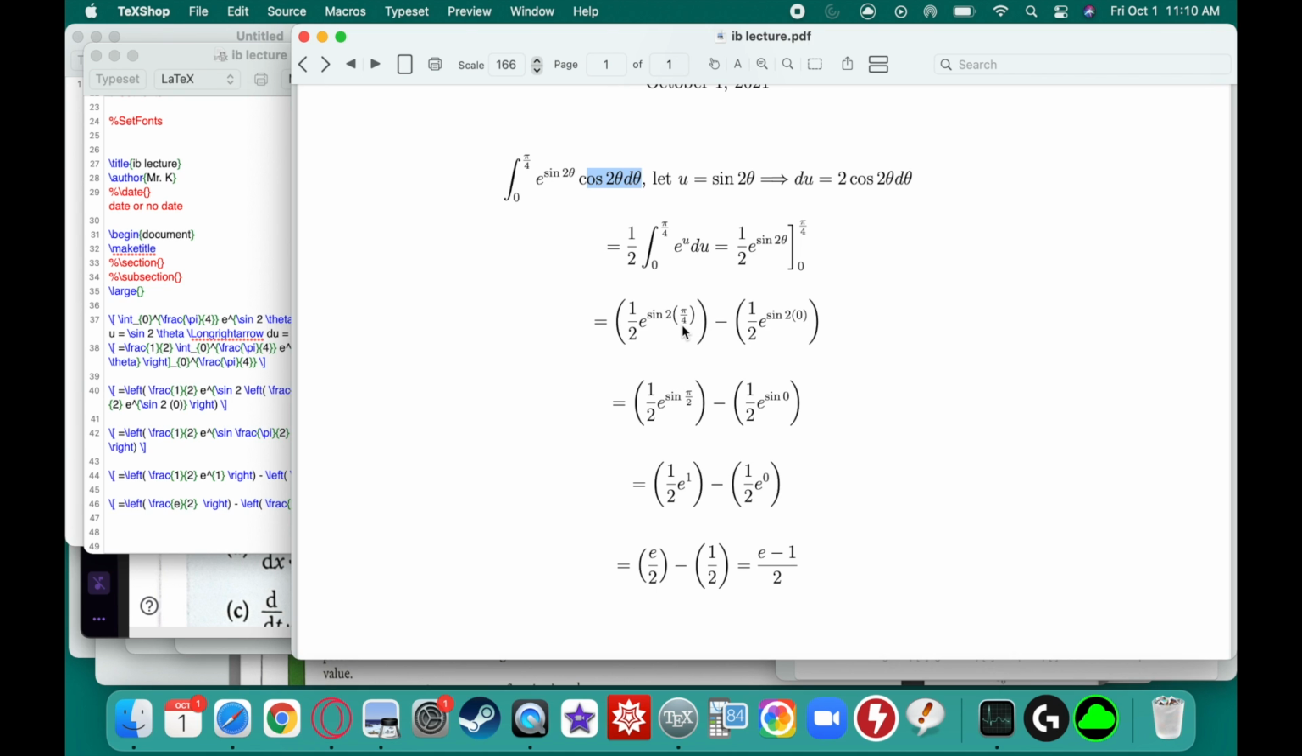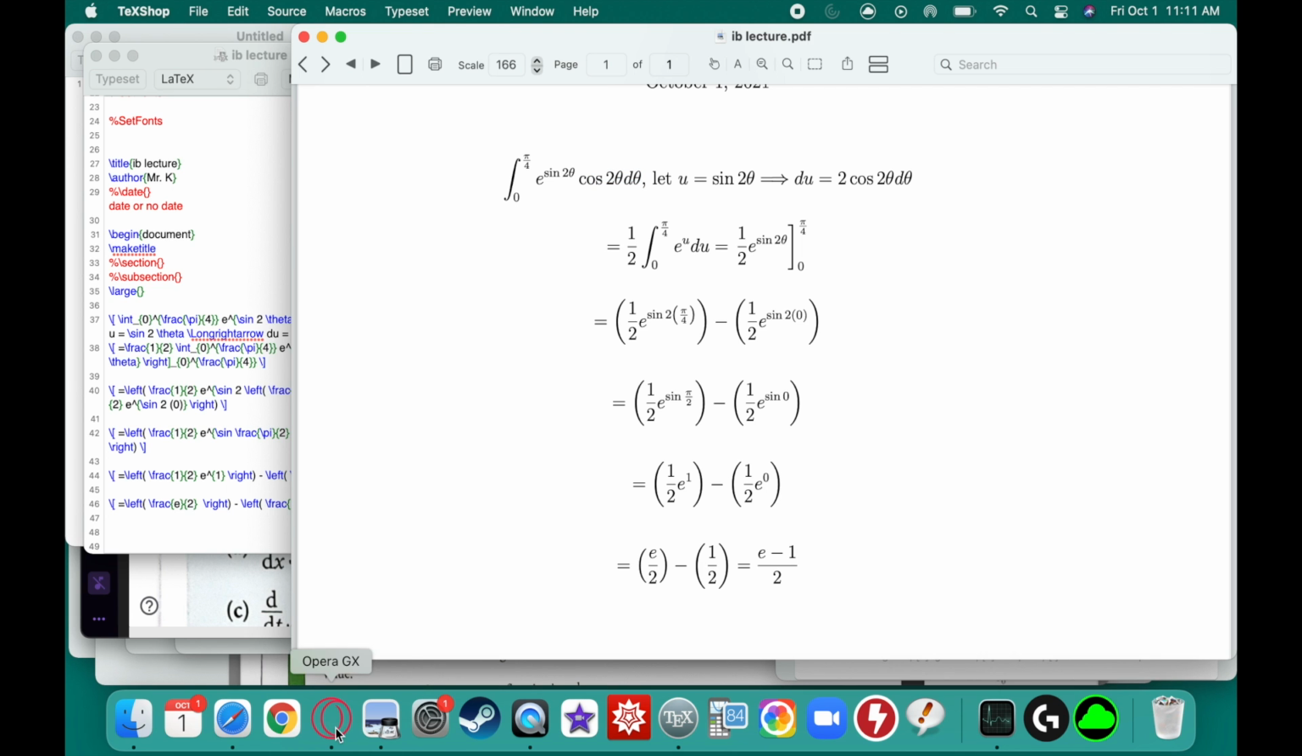A little bit of distribution, so 2 over 4 becomes 1/2. So pi over 2, and 0 times anything is just 0. The sine of pi over 2 is 1, and the sine of 0 is 0. So if you know your unit circle, this is going to be a piece of cake. Cool. Well, e to the 1 power is just e. E to the 0 power is just 1. Anything to the 0 power is just 1. And then the final answer, when you simplify it a bit, is going to be e minus 1 all over 2. Piece of cake.